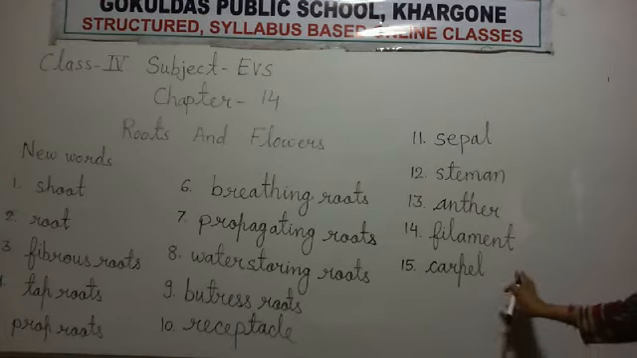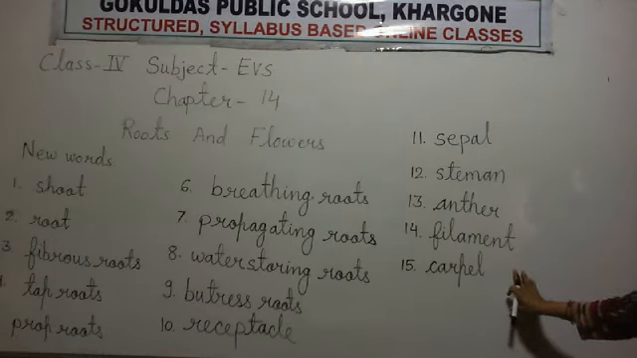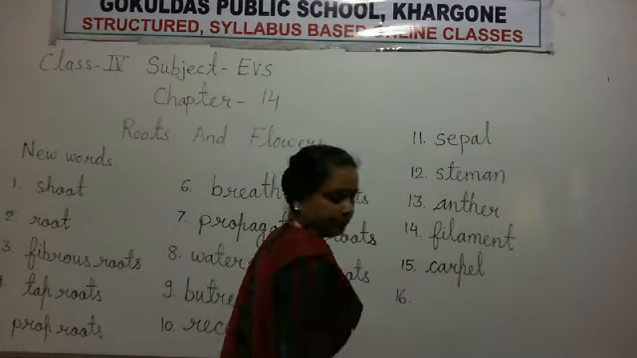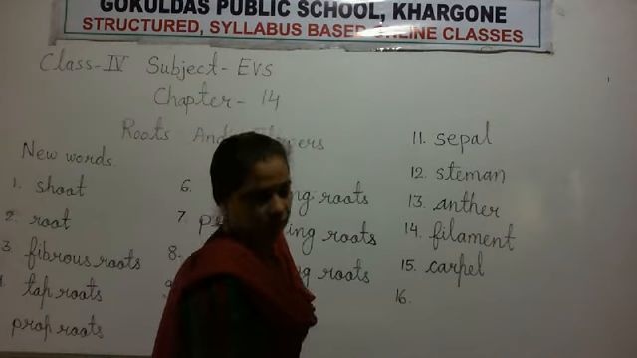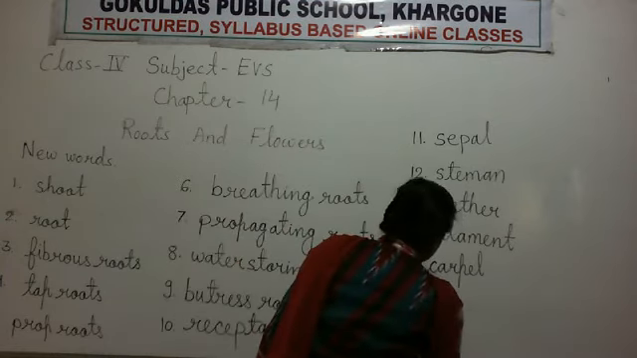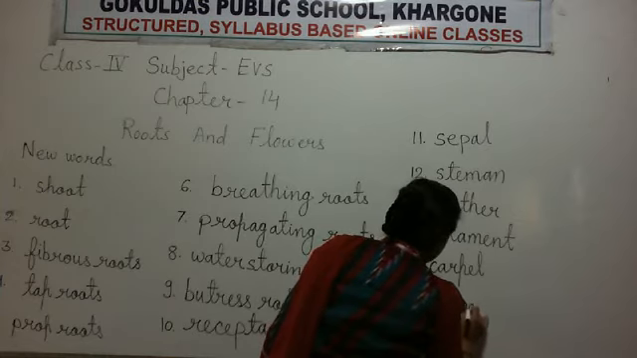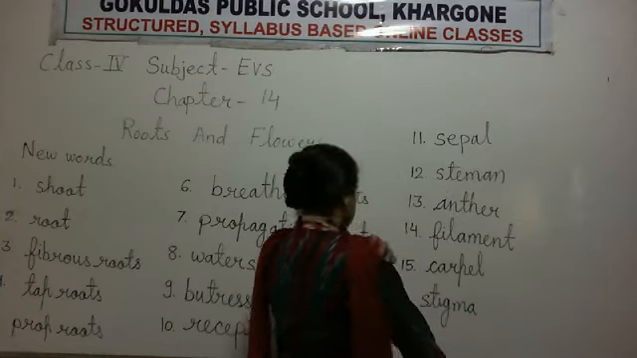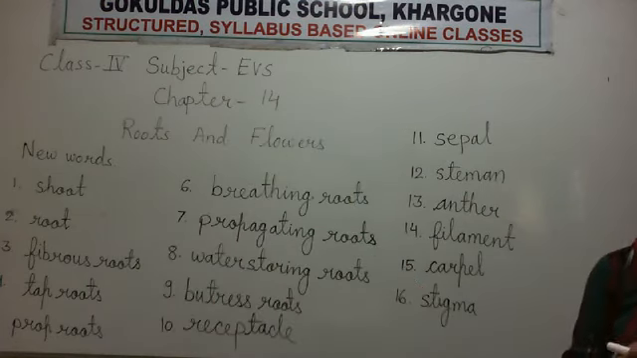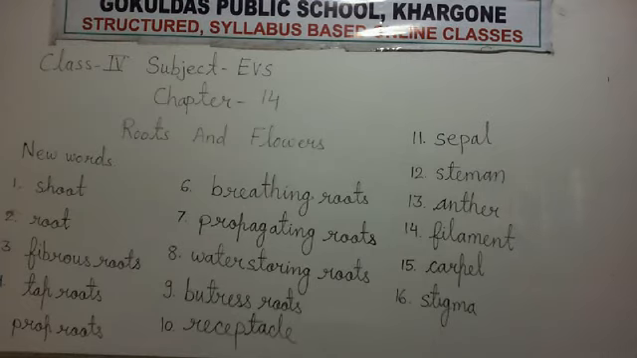If we study the female part of a flower, we divide the carpel into 3 parts. Okay? Write next number 16, stigma. Stigma is a part of carpel. Clear? Stigma is a part of carpel.